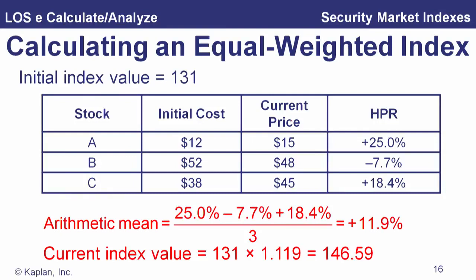Now let's look at our equal weighted index. We're going to have an initial index value here of 131. We just take the arithmetic mean of the holding period returns on these stocks, and that would be the return on a portfolio if you started out with equal amounts invested in each stock. So there's that arithmetic mean. So our current index value would be 131 times 1 plus the 11.9% increase. So we increased the index value of 131 by 11.9%, and we'd see an index value of 146.59. So remember, we're just taking the average of the returns on each stock in the index.